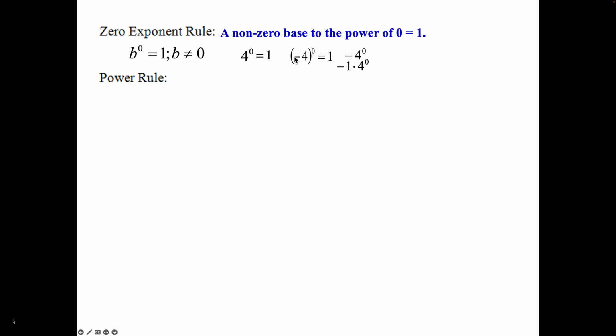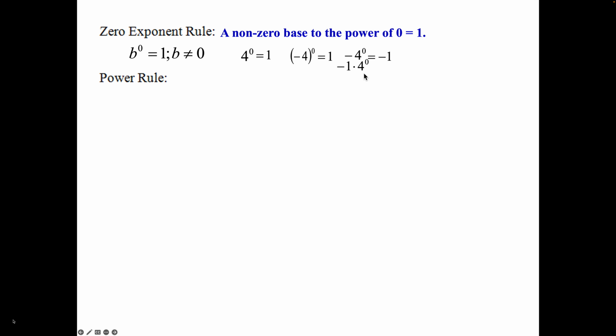So even back here in the parentheses, I'd have negative 1 times 4, all in the parentheses raised to the 0 power. So right now, negative 1 is not part of the base of 4 with the exponent of 0. So 4 to the 0 is 1. Negative 1 times 1 is negative 1.